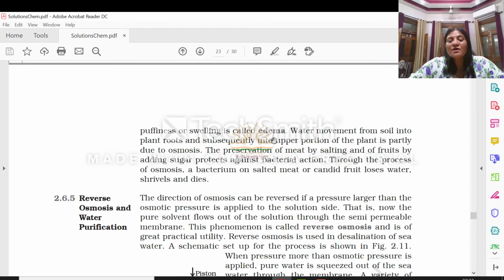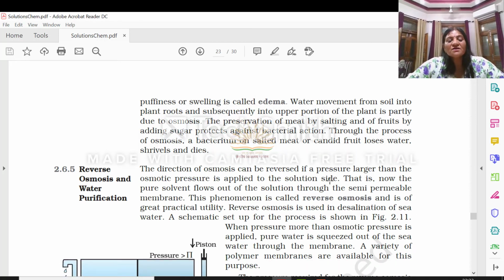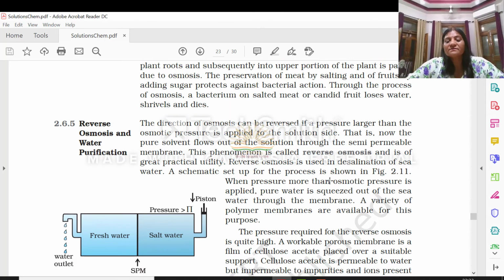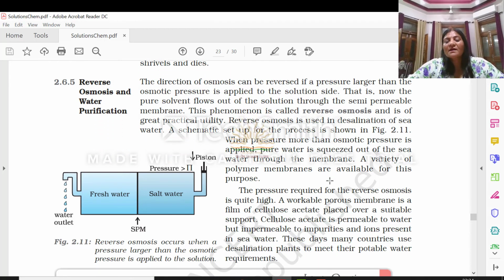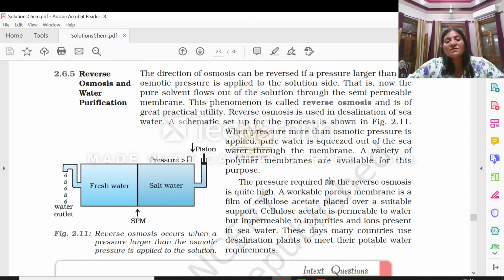Water movement from soil into plant roots and subsequently into the upper portion of the plant is partly due to osmosis. The preservation of meat by salting and of fruit by adding sugar protects against bacterial action. Through the process of osmosis, a bacterium on salted meat or candied fruit loses water, shrivels and dies. Reverse osmosis and water purification. Reverse osmosis.